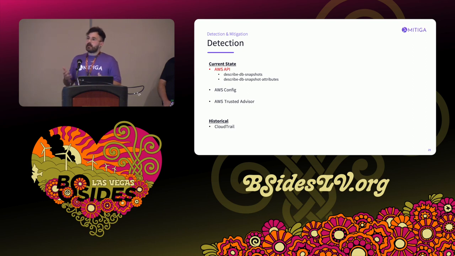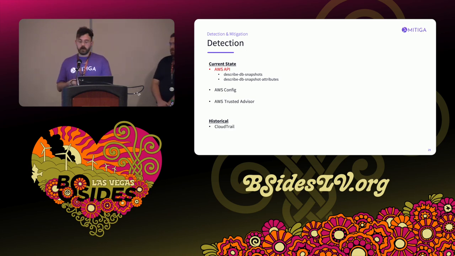But there are some things that you can still do in order to detect some actions around a snapshot that went public. So we divided it into two sections. The first one is current state, to understand if right now you have a public snapshot. And the second one is historical check. Let's talk about the current state, what you can do.